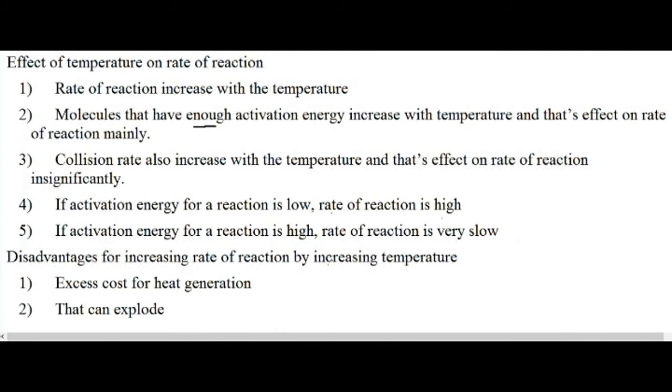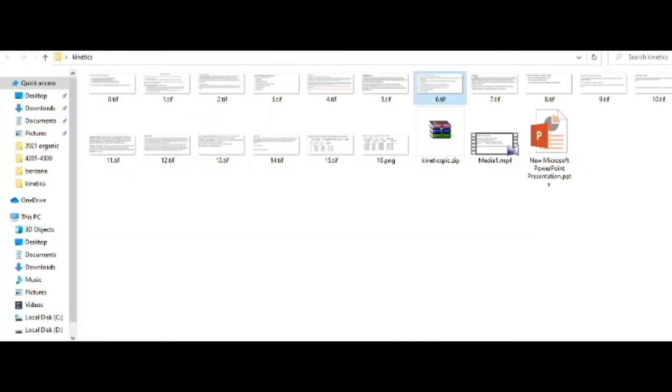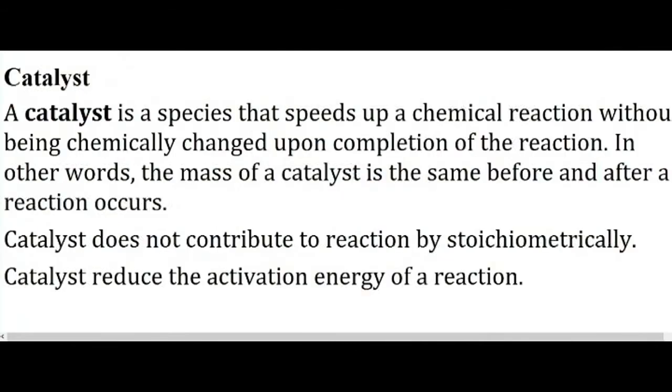And there are some disadvantages to increasing the rate of reaction by temperature. There is excess cost for heat generation. If you want a high temperature condition, you have to pay a high cost for electricity or gasoline or something. And sometimes it may be an explosive reaction. So those are the effects of temperature on the rate of reaction.